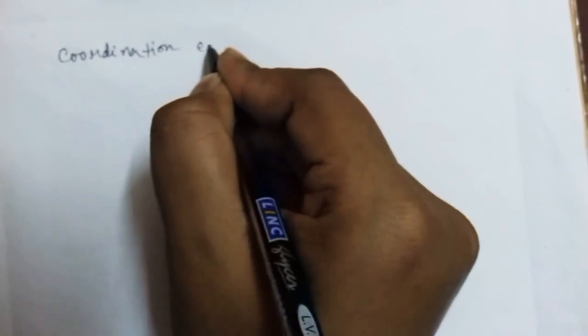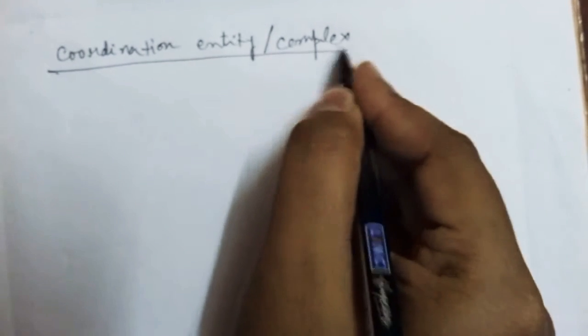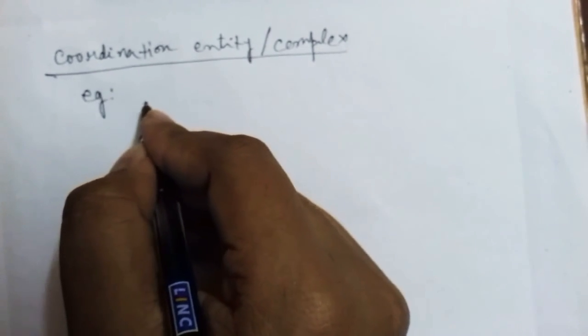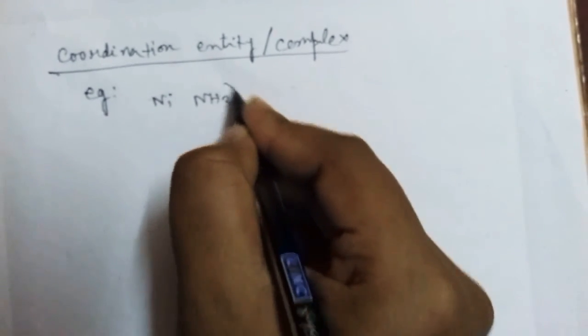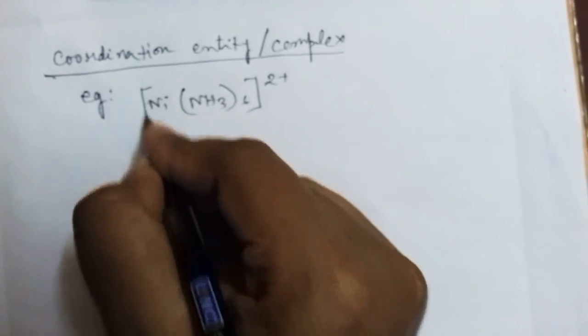Now first let's get an example of a coordination entity. Coordination entity or coordination complex is the same thing. We'll get an example and it will be clarified. Just nickel hexaamine 2+. It is a complex.